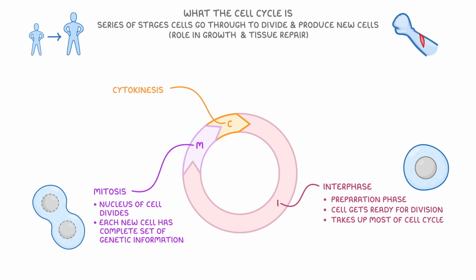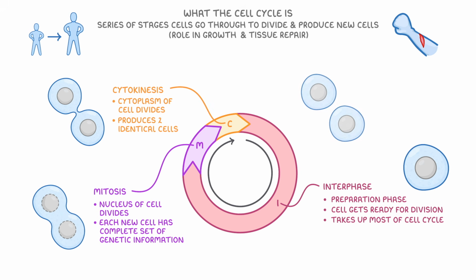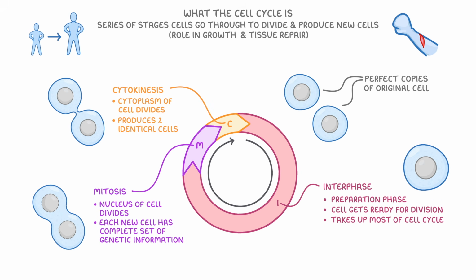Then after that, we have cytokinesis. This is when the cytoplasm of the cell divides, and this produces two identical cells. Now all these steps happen one after the other, and by the end, we've got two new cells that are perfect copies of the original cell, and each of these cells can then enter the cell cycle again.